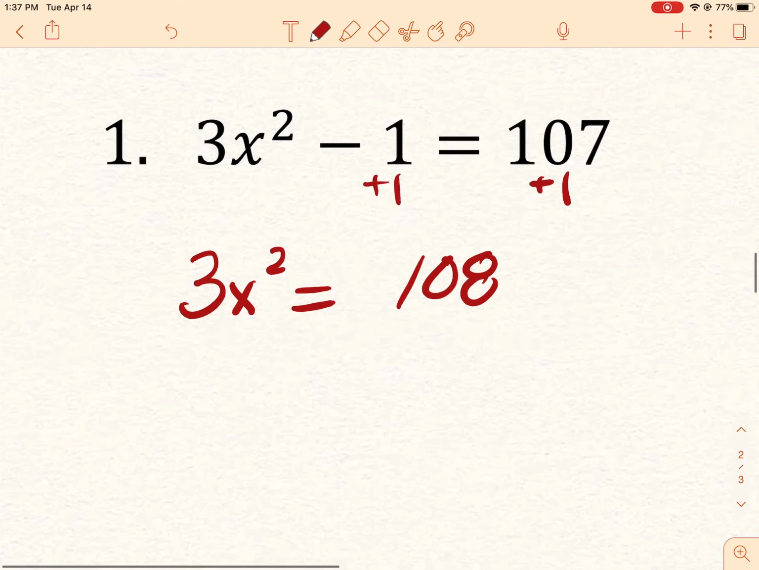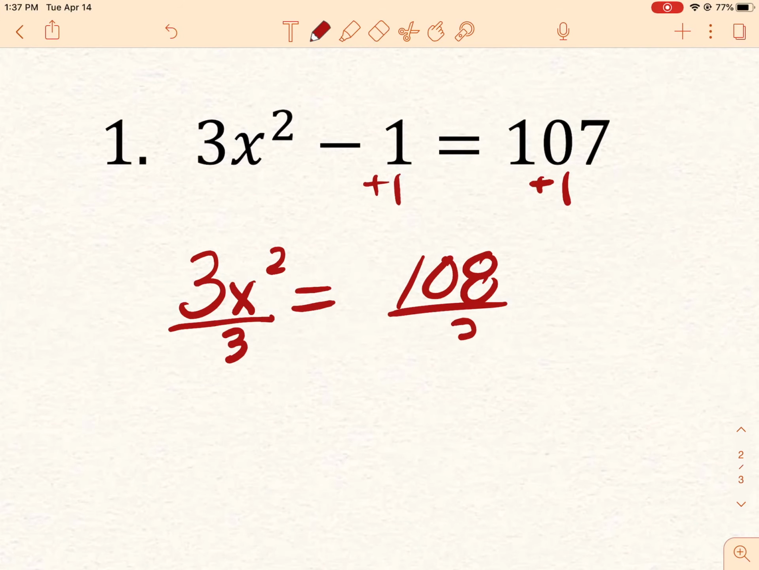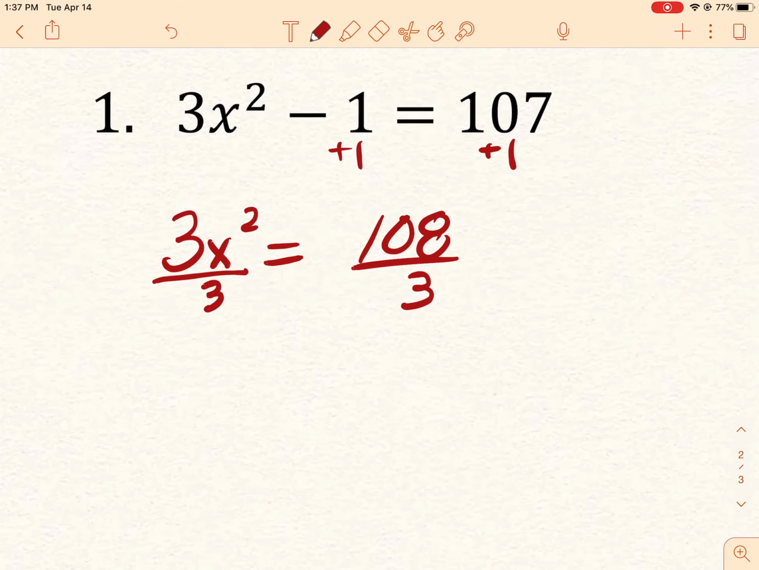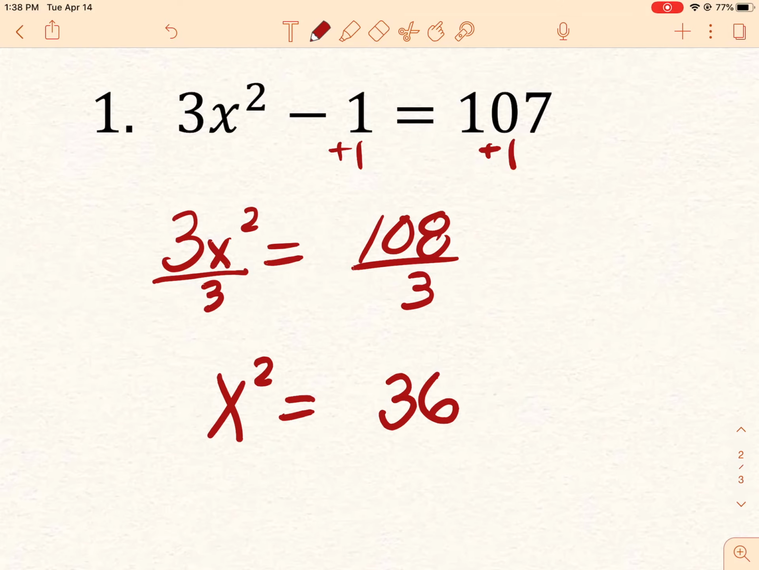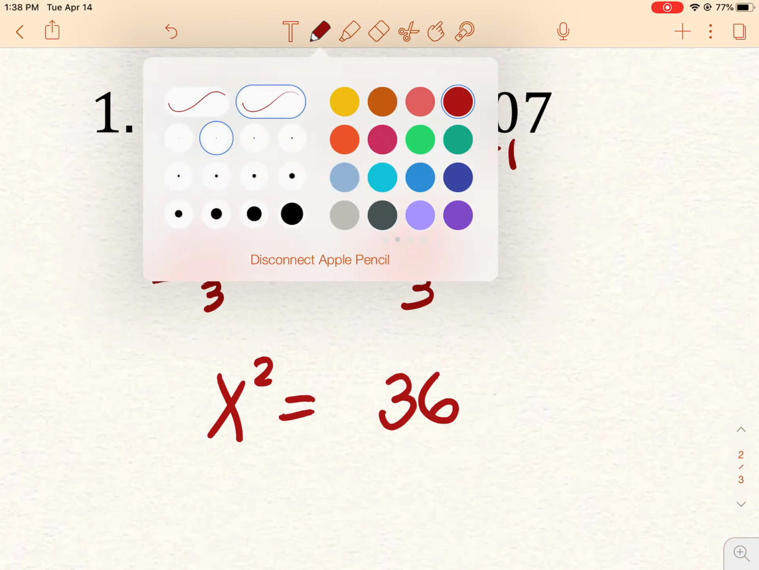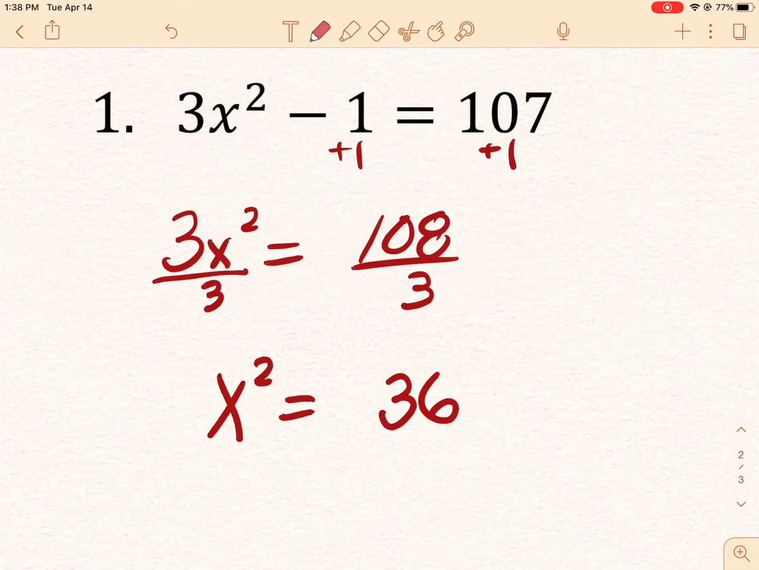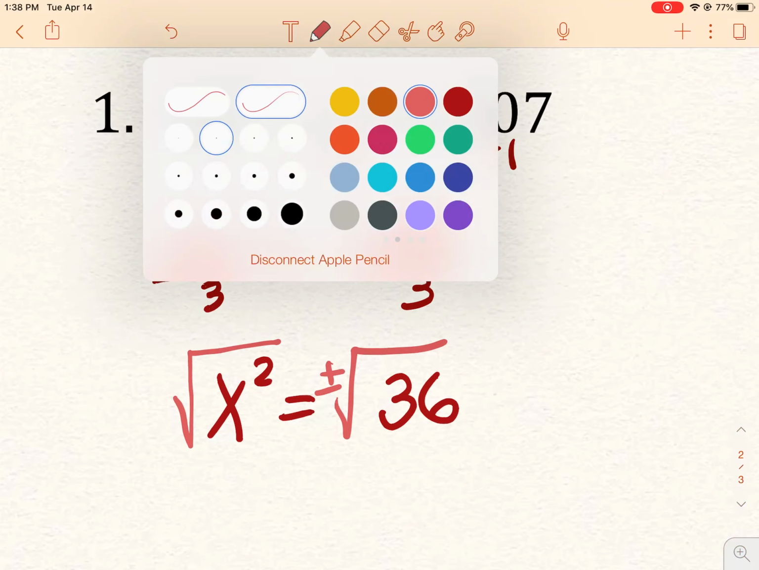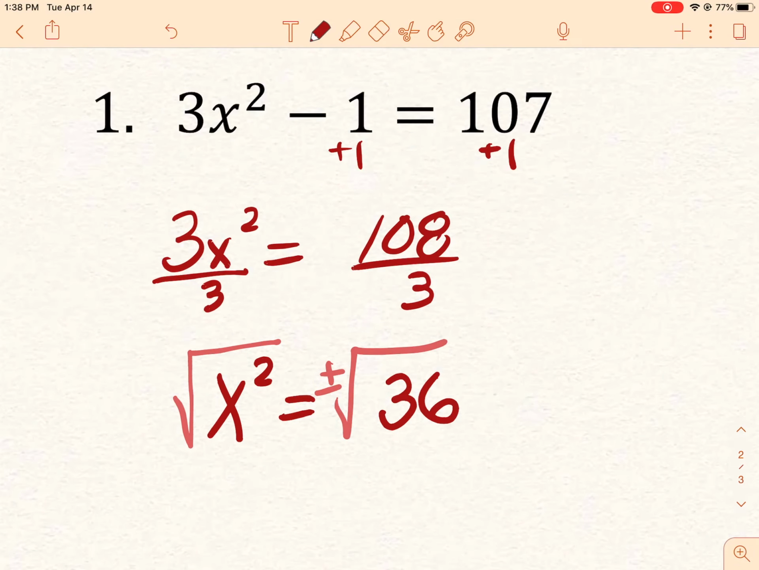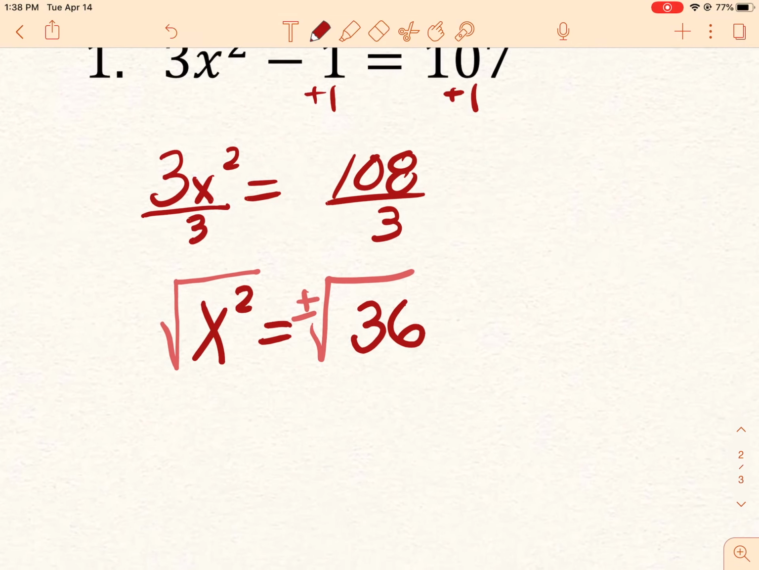Since it's 3 times x squared, divide both sides by 3, and we're left with x squared equals 36. In order to then find out what x equals, we square root it. And when we square root it, remember, you get 2 solutions. You get a positive root and a negative root.